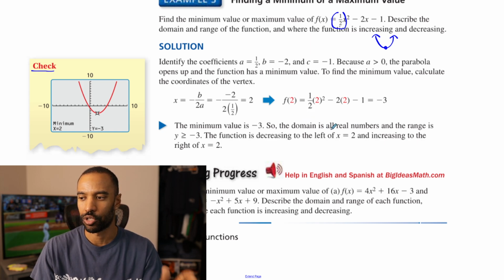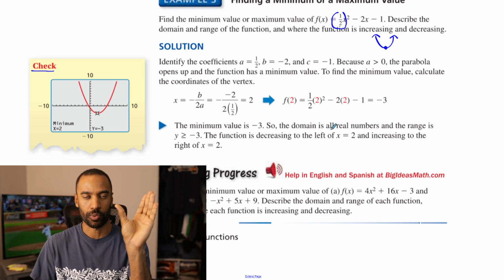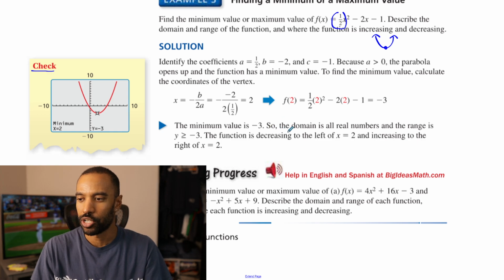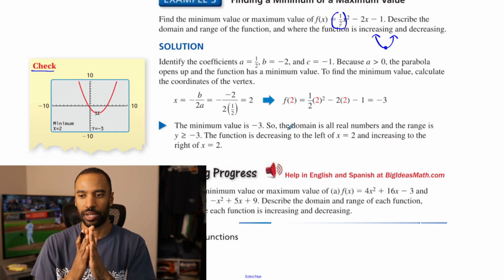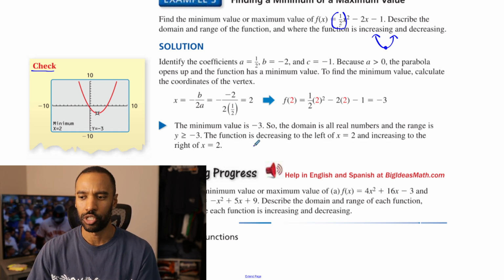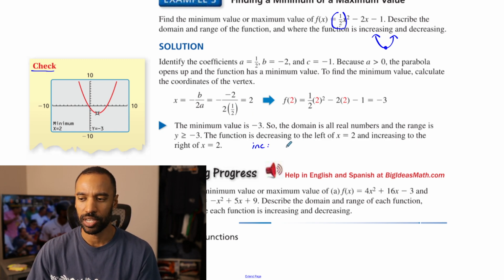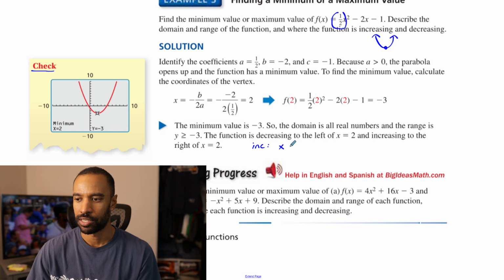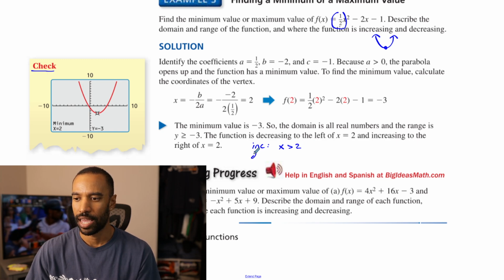Domain is all real numbers, goes forever left to right. Range is y is greater than or equal to negative 3. Function is decreasing to the left of x equals 2 and increasing to the right of x equals 2. It's interesting how they say that. I'm used to saying increasing when x is greater than 2 and decreasing when x is less than 2.